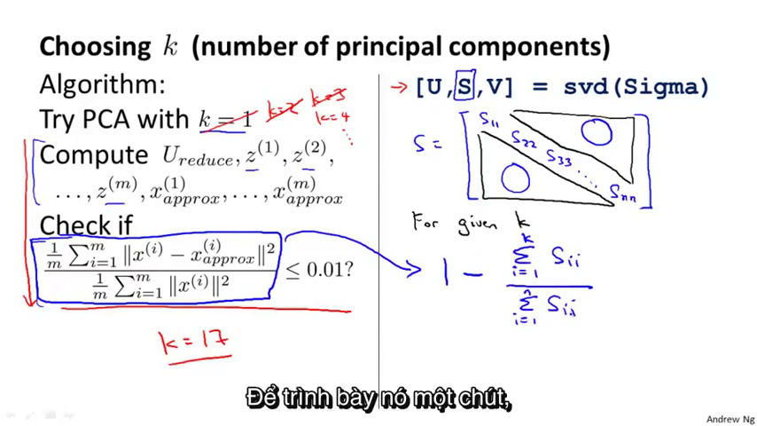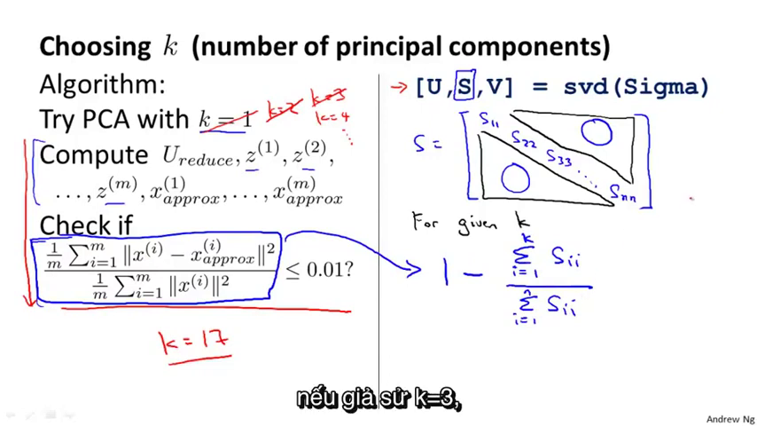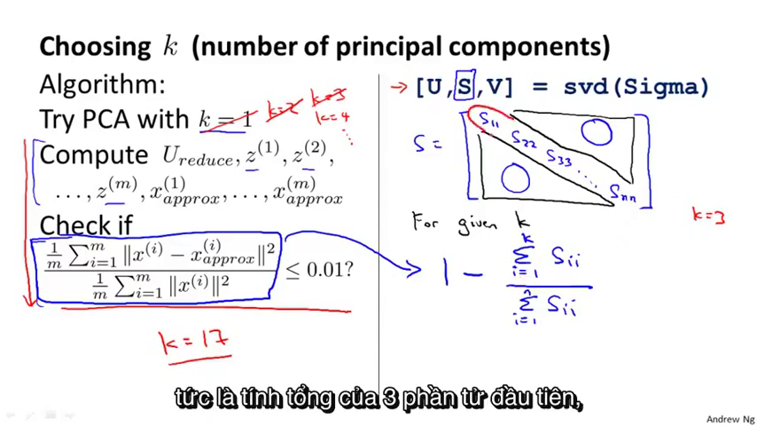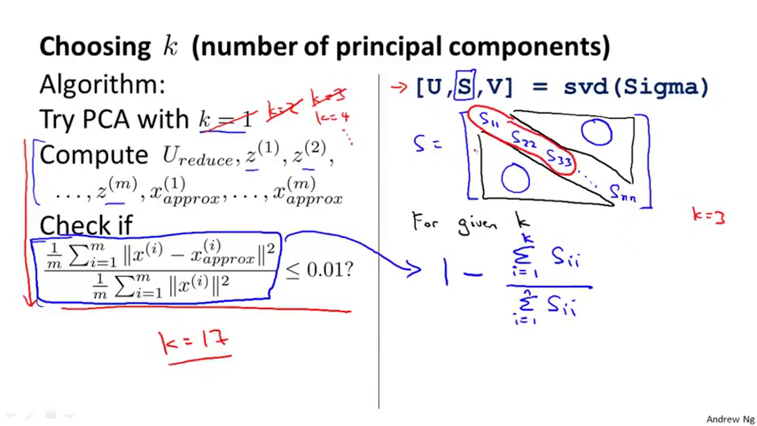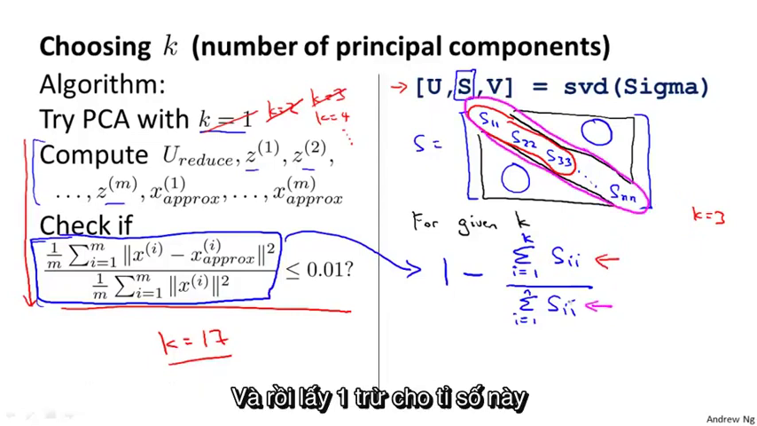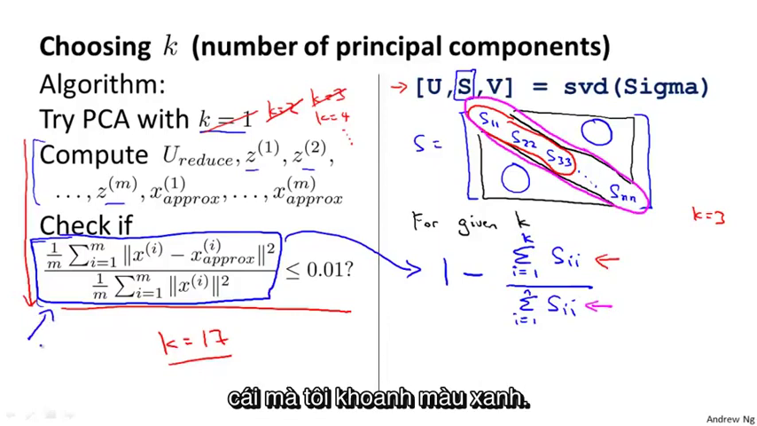Just to take another view of how to explain that, if k equals 3, let's say, to compute the numerator we sum from i equals 1 through 3 of Sii. We just compute the sum of these first 3 elements, so that's the numerator. And for the denominator, that's the sum of all of these diagonal entries. And 1 minus that ratio gives me this quantity over here that I've circled in blue.